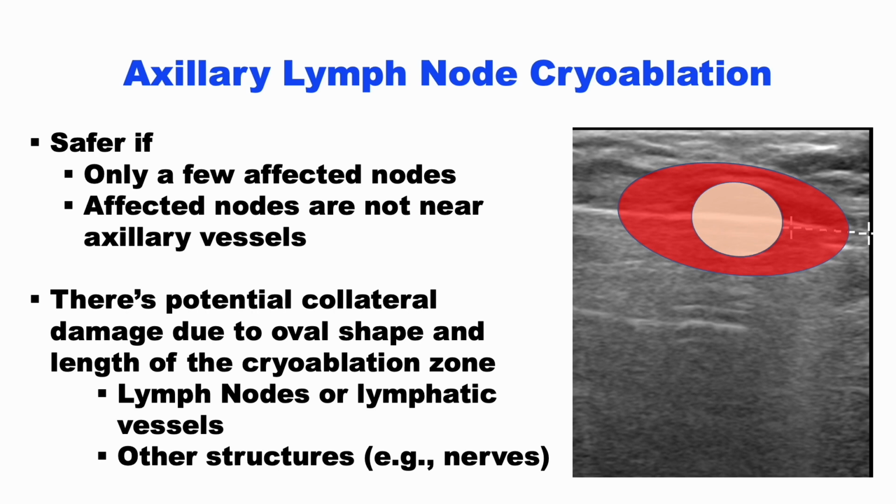Now, unlike cancers in the breast that must be ablated with a surrounding surgical margin, the encapsulated nature of lymph nodes generally eliminates the need for cryoablation of a surrounding surgical margin. However, the elongated shape of the ice ball causes the cryoablation zone of necrosis to extend beyond the near and far edges of the lymph node, which can result in unintentional cryoablation or injury to adjacent uninvolved normal lymph nodes, to adjacent lymphatics, or to adjacent nerves or blood vessels.